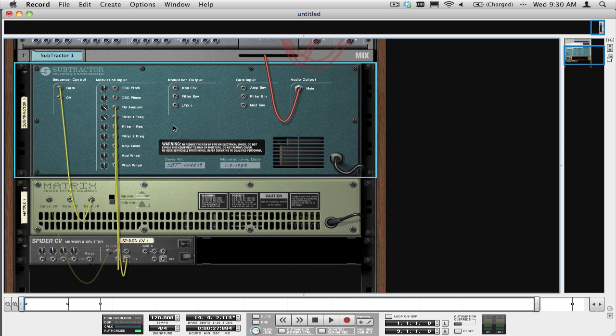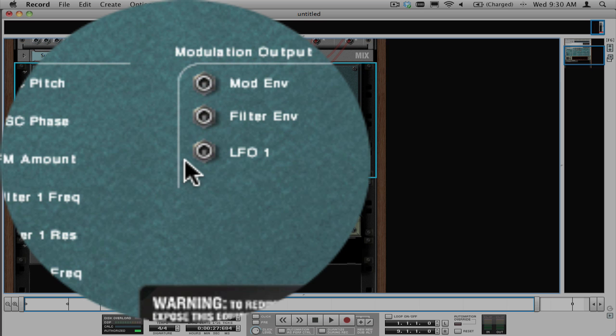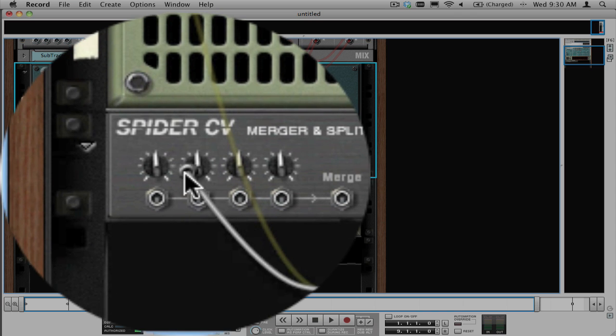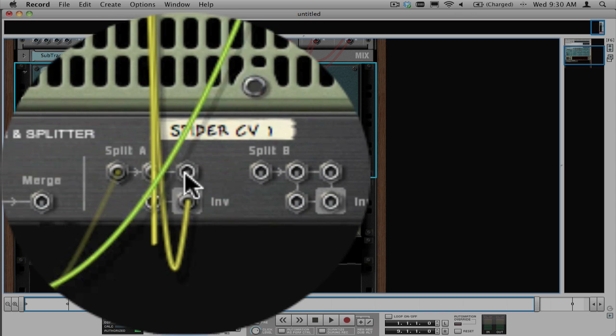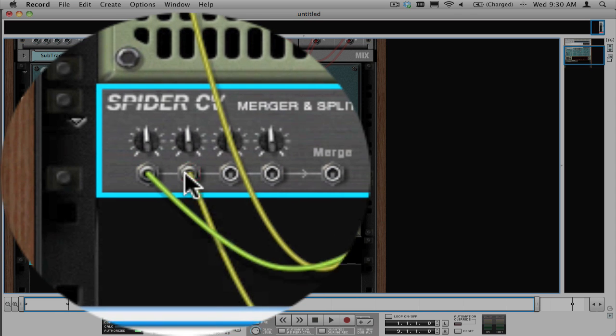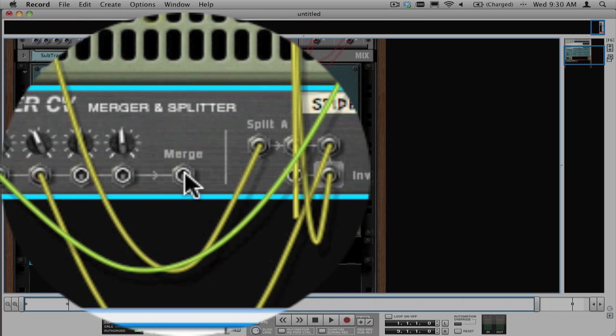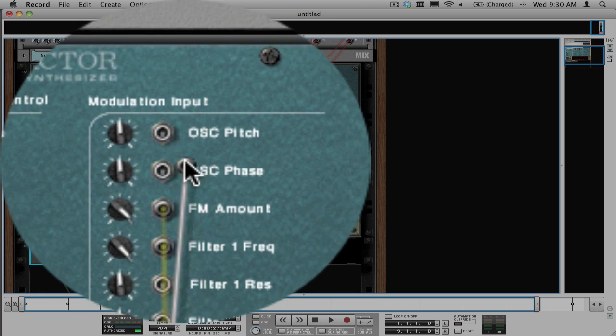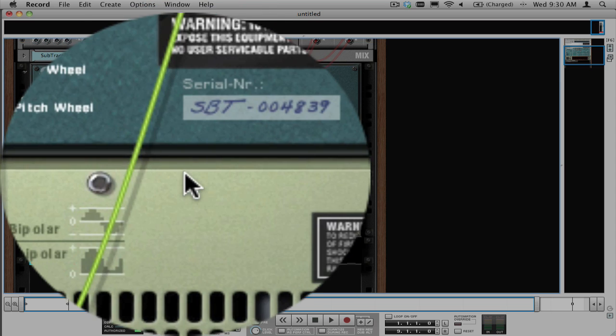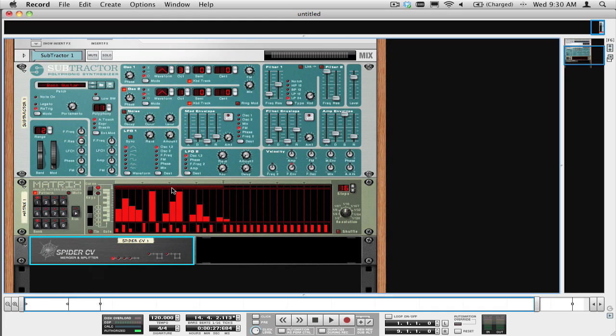If you're feeling really confident now, let's try merging one of the split outputs of the CV spider with the LFO1 modulation output of the subtractor and connect that to the oscillator pitch input like this. Now we're getting somewhere.